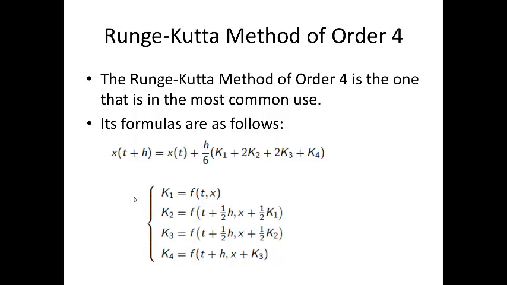Even the authors of the text admit that the derivation of this is tedious. There do exist higher order Runge-Kutta formulas, but they're even more tedious to derive. As can be seen, the solution of x of t plus h is obtained at the expense of evaluating the function f 4 times, for k1, k2, k3, and k4.